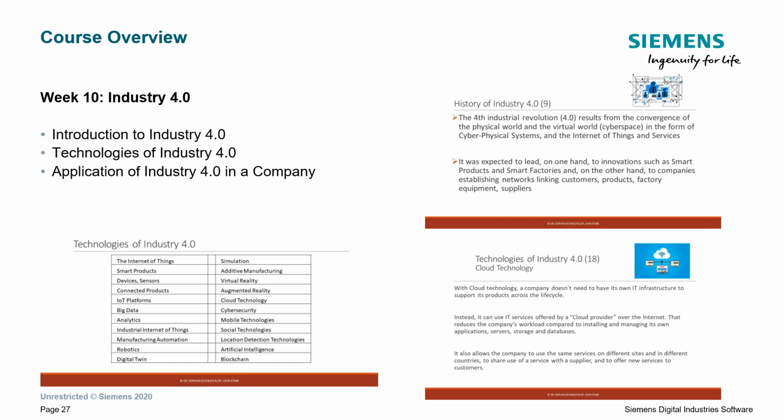But when you start looking in detail, you see that there are many technologies in there. How do you make a smart product? What are the devices that are needed to make a smart product? How do the connected products work with the IoT and the IoT platforms? Big data, robotics, digital twin. So in this part of the course, this is a 3-hour session. We go through all of the background to Industry 4.0, the technologies, and then how that is applied in a particular company.